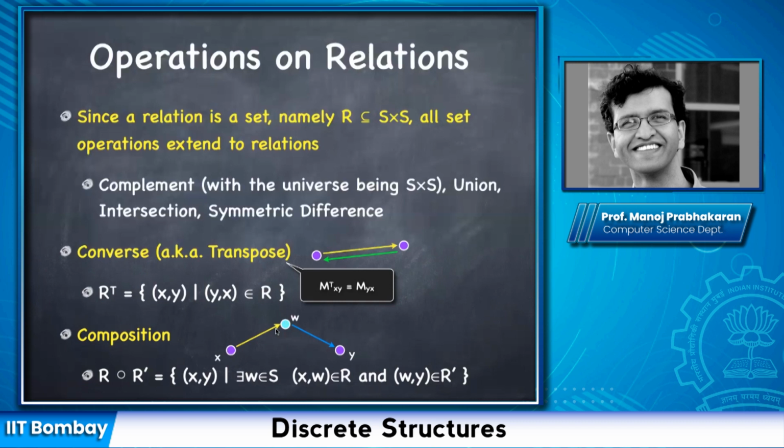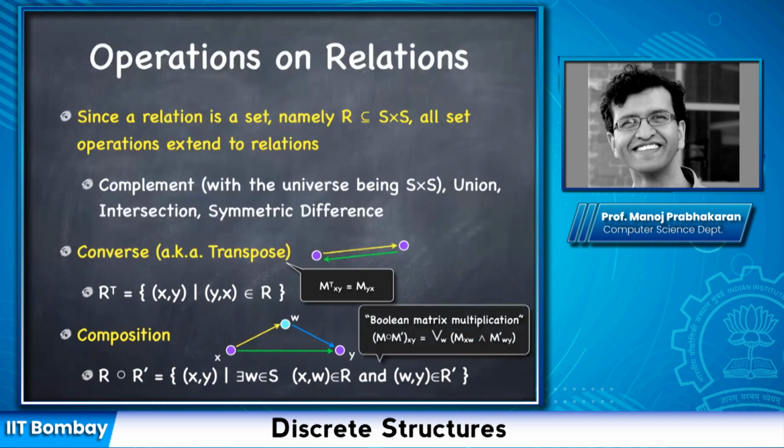yellow edge here represents the relation R. So such that X and W are related according to R, and W and Y are related according to R prime. The blue edge corresponds to R prime. And if that is the case, then X and Y are related according to the composed relation. Okay, that's the definition of the composed relation.